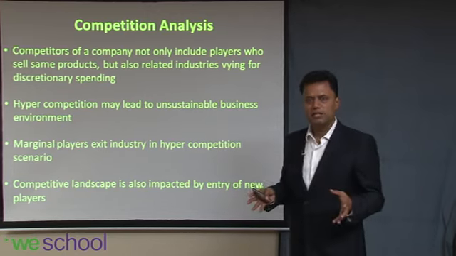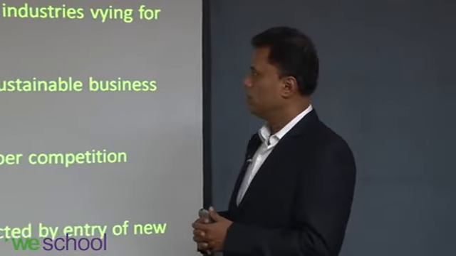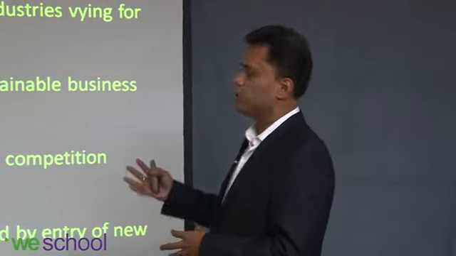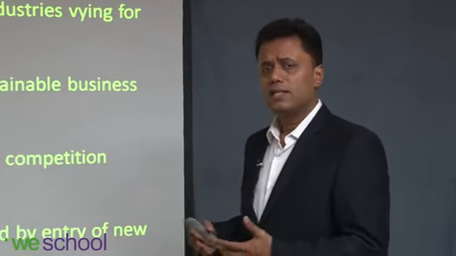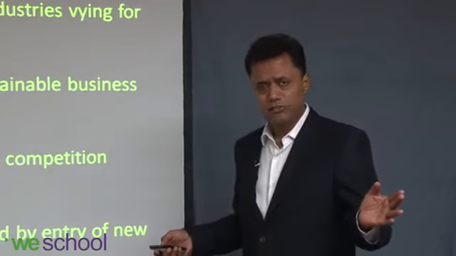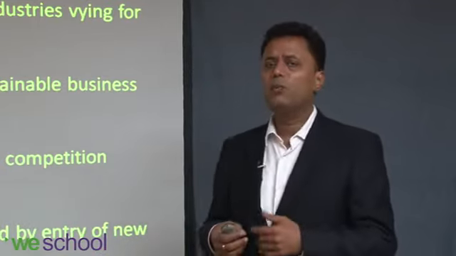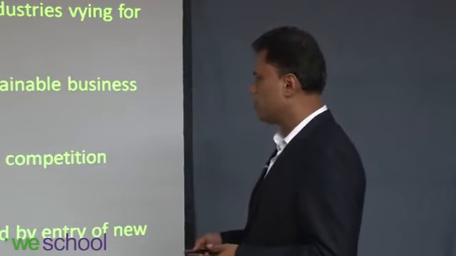Competition analysis. Competitors of a company not only include players who sell the same products, but also related industries vying for discretionary spending. So there is enough competition coming in that is trying to take away the customer base from one company to another. Hyper competition: like in the mobile industry, tariffs came down from 18 rupees to 40, 45 paisa per minute. That is a classic example of hyper competition. Over a period of 5-6 years, the whole industry landscape completely changed. Hyper competition leads to an unsustainable business environment, and weaker players moved out of the industry. Marginal players exit the industry in the hyper competition scenario that we talked about.